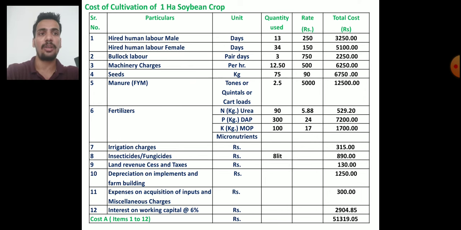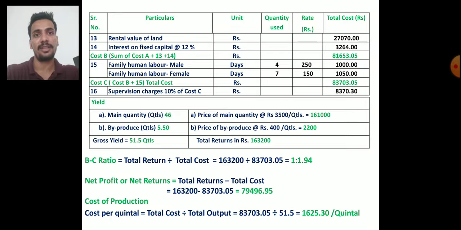Then the summation of all items 1 to 12 will be your cost A. So here my cost A is 51,319. Did you get it? Okay. Now we are moving to cost B and cost C.